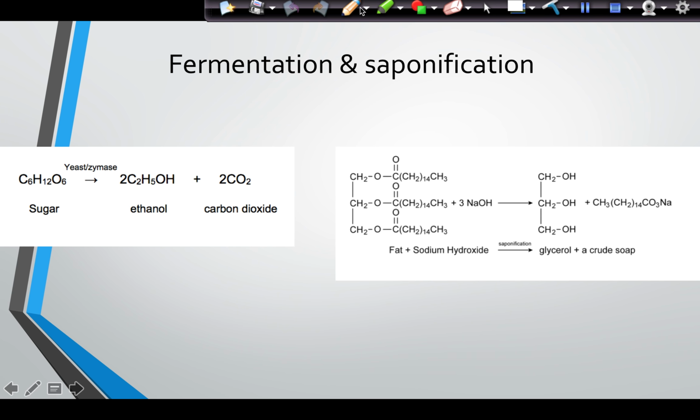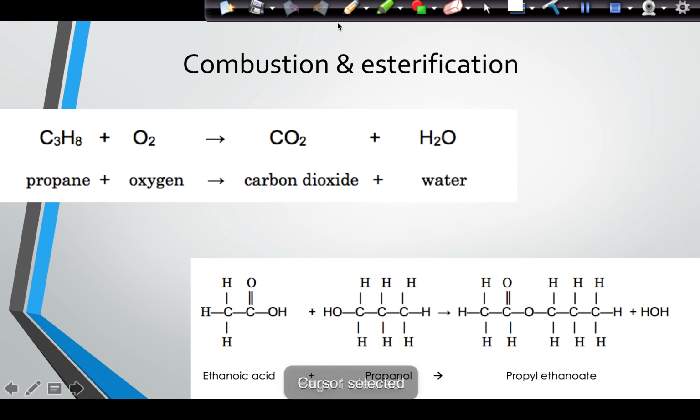When you're talking about fermentation, you're always going to have sugar making ethanol and carbon dioxide. Remember, alcohol and bubbles are what's in beer. Yeast, the enzymes in yeast, is what catalyzes that reaction. Saponification is always fat and base, and makes soap. Remember, SAPO can be rearranged into soap. Combustion, remember, is always combining with oxygen, making carbon dioxide and water. And esterification is always acid plus alcohol, making ester.